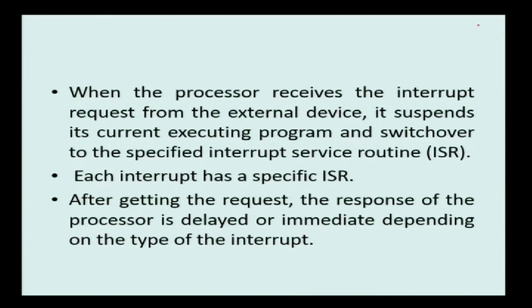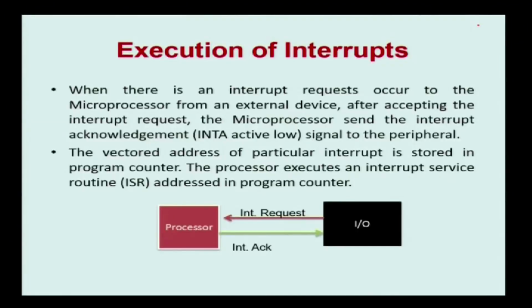Generally, how is the interrupt processed by the microprocessor? Once the interrupt request is received, the microprocessor completes its current work, then switches over, or jumps, to the specified location. That specified location is a service routine, also called the interrupt service routine. Each interrupt has a specific interrupt service routine. After getting the request, the processor may process it immediately or with delay based on the interrupt type, because we have a number of interrupts and each interrupt is assigned a priority. Based on the priority, the processor will respond to the request.